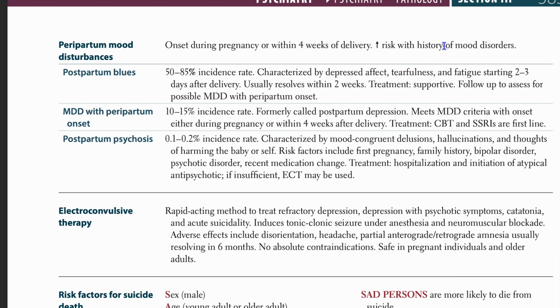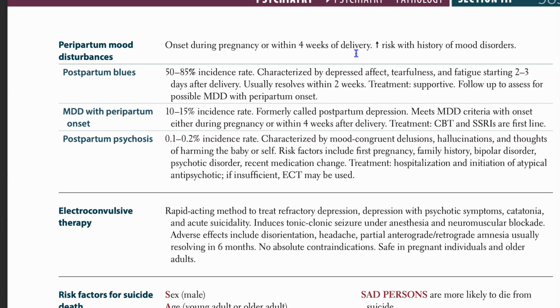So if they get pregnant and they have a history of this, then chances are they'll have postpartum or peripartum mood disturbances. Okay. Postpartum blues, it's 50 to 85% incidence rate. It's characterized by depressed affect, tearfulness, and fatigue starting 2 to 3 days after delivery. Usually resolves within 2 weeks. Treatment is supportive. Follow up to assess for possible MDD with peripartum onset.